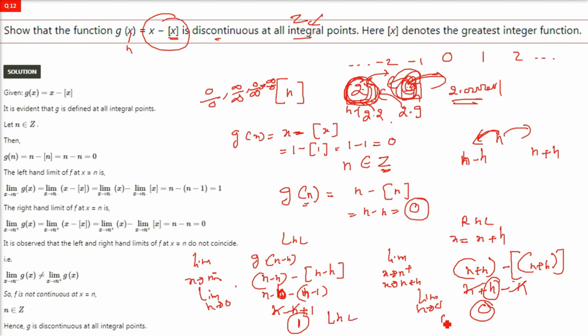But before going to the value of the function at n, the left hand limit and right hand limit by itself are not equal. And when they are not equal, you can say that this function is discontinuous. Continuity and discontinuity, the basic step is LHS has to be equal to RHS, which is not the case here.